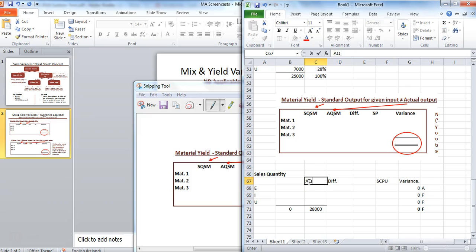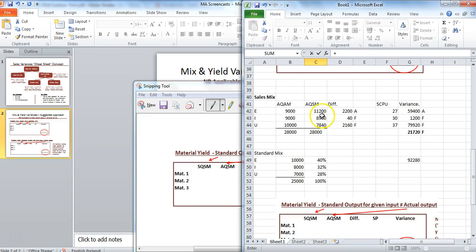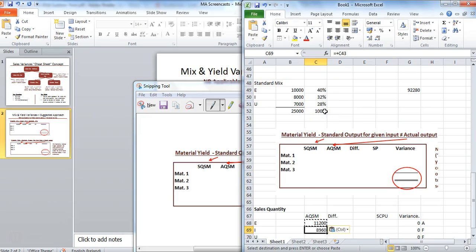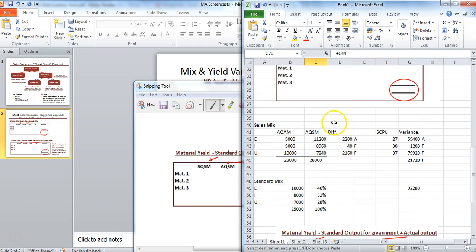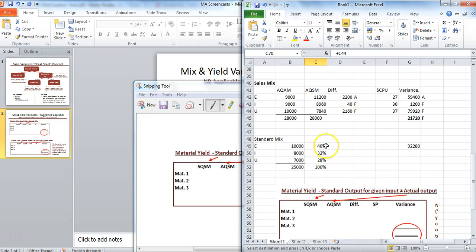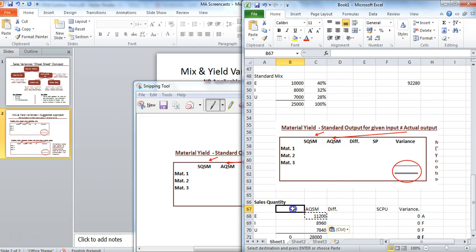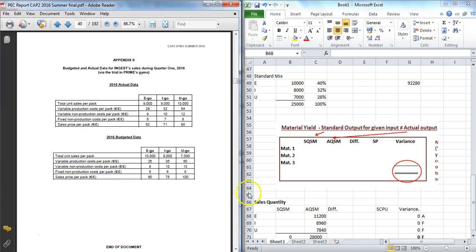So you have actual quantity standard mix, and that is from above, so don't reinvent the wheel. These are the same and they will always be the same. Just pull them down. So you have that work done already. You have actual quantity standard mix done. And now you need to figure out what standard quantity standard mix is. This is essentially your budgeted figure. What was the standard quantity expected in the standard mix? And you can get this from Appendix 2.